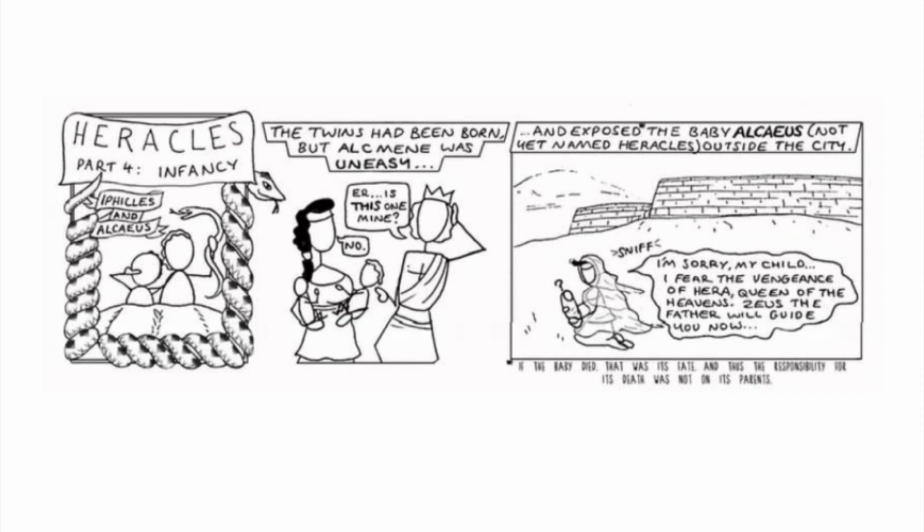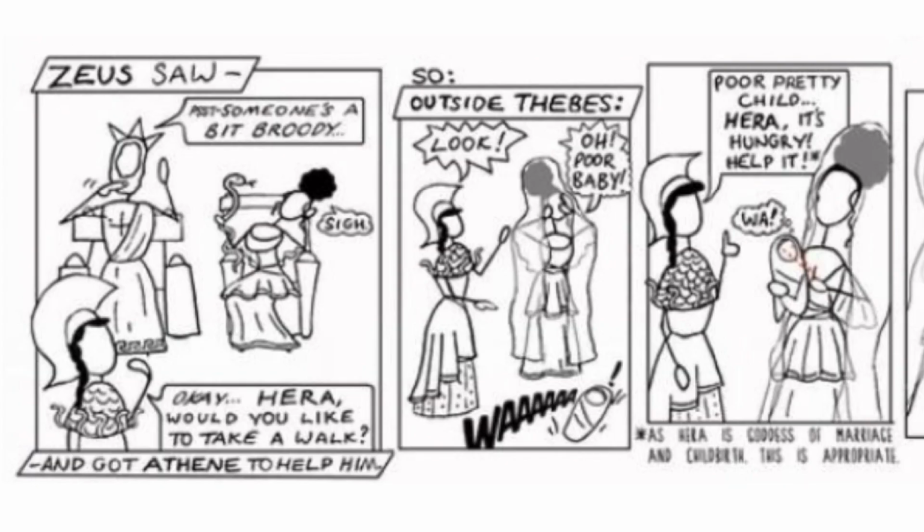"I'm sorry, my child," she says, "I fear the vengeance of Hera, queen of the heavens, because you are the child of Zeus, and I'm not really meant to have had sex with Zeus. Zeus the father will guide you now." By putting the baby out here, she kind of leaves it up to the gods to decide what to do with it. Zeus sees what's happened and gets Athene to help him.